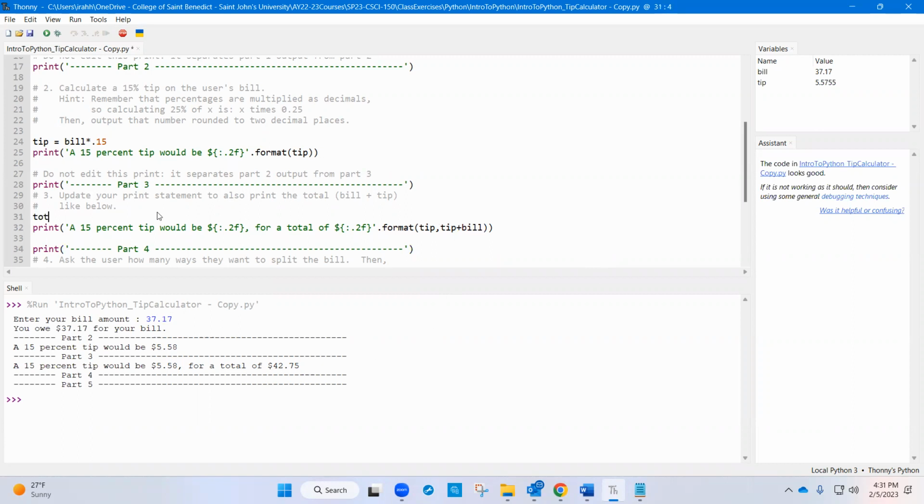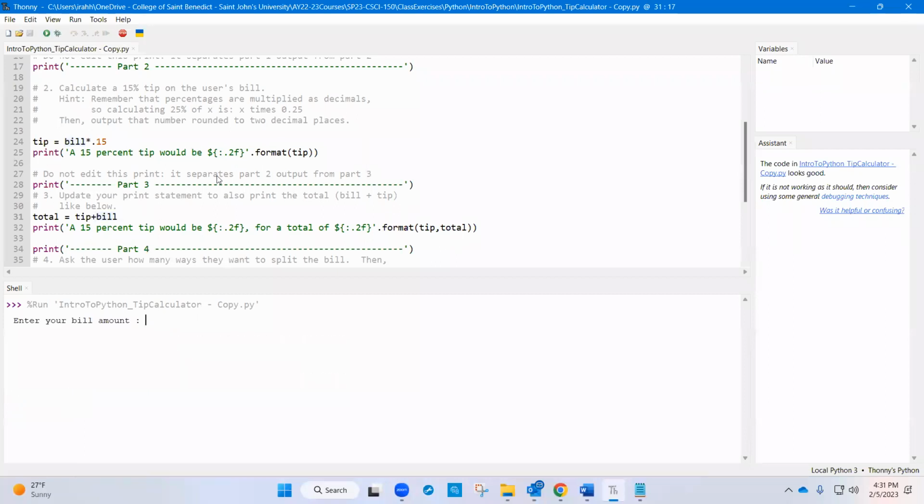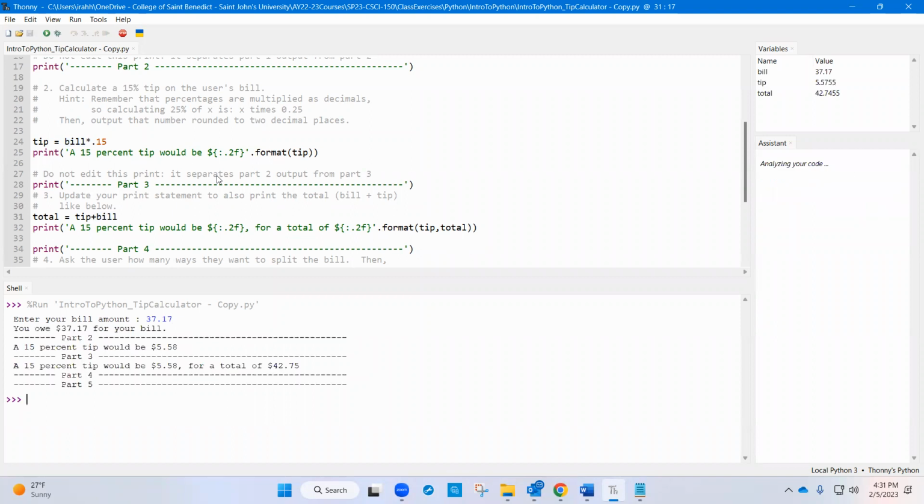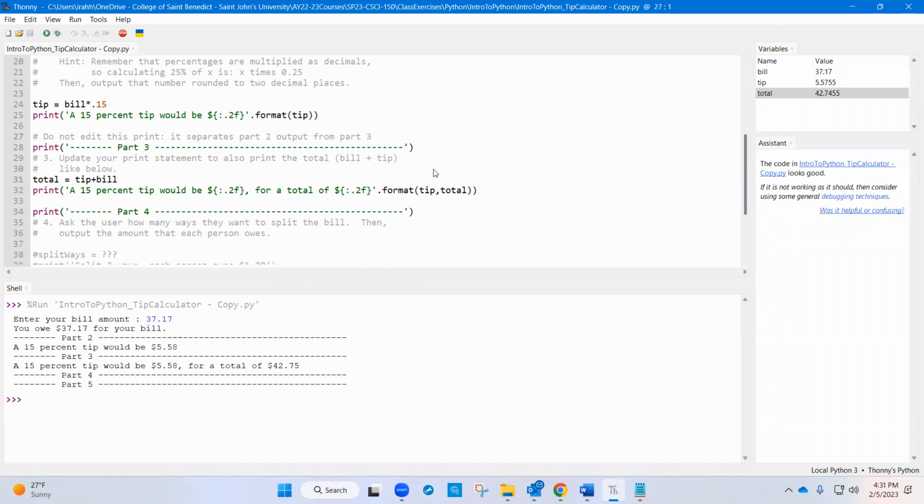Again, the other option would be, say, total is equal to the tip plus the bill, and then display total. Yeah, it looks a bit more simplistic if you do it like this, and creating variables is free, so it really doesn't matter which way you do it. I prefer simplicity. I prefer the way you see it over here. Here is the variable that we have, 37. The tip is 5 point something, and the total is that.